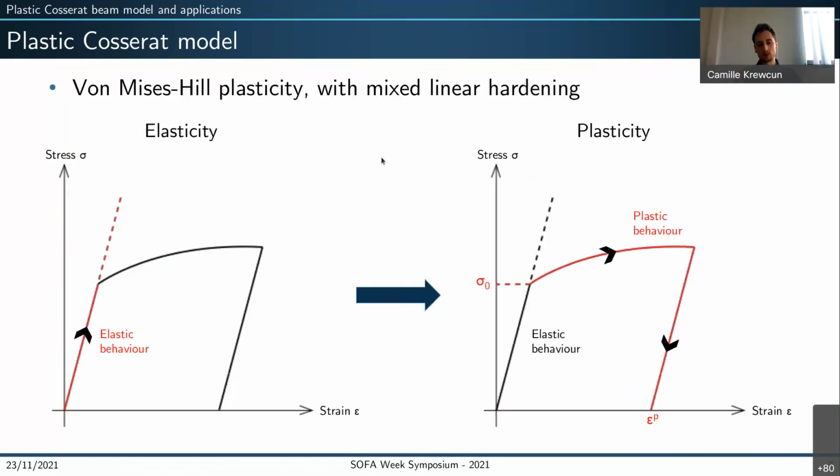So the model we used is the von Mises-Hill plasticity model with mixed linear hardening, which is a base model for modeling plasticity. And it's particularly suitable, for instance, for metals, which are, let's say, materials deforming in a simple plastic way. And here you have stress-strain curves illustrating what I was saying before.